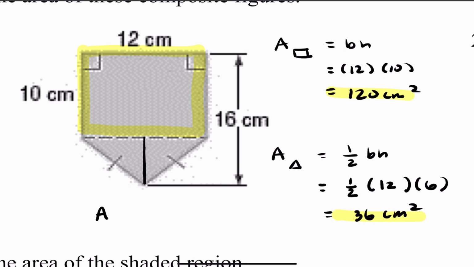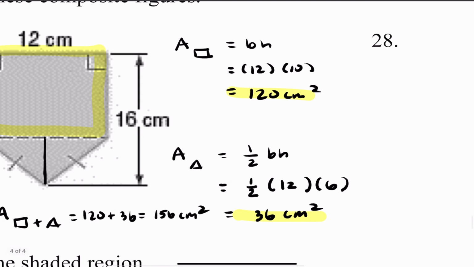All right, so I have this 120, I have that 36 there, so let's go ahead and combine those two figures. So the area of the rectangle plus the triangle, it's 120 plus 36. Your answer is 156 centimeters squared. That's the answer.